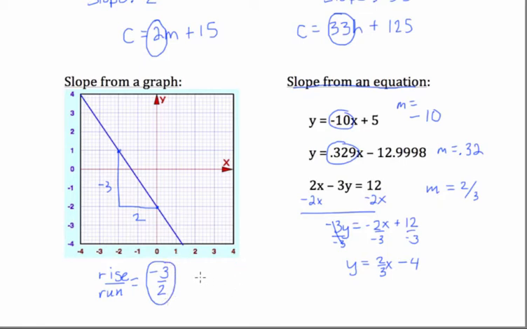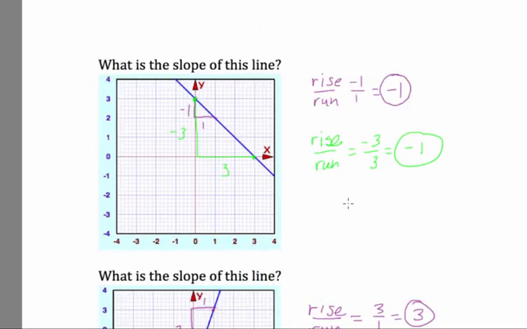And again, it's legal to have negative 3/2 or 3 over negative 2, or just make the whole fraction negative out front. Those are all three the same thing. So any way of writing that would be legal. What is the slope of this line? Draw in a slope box. You see I've done 2 here to show you that it doesn't really matter which way you do it. You'll still come up with the same slope of negative 1.